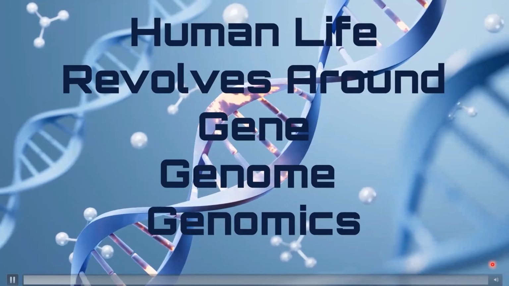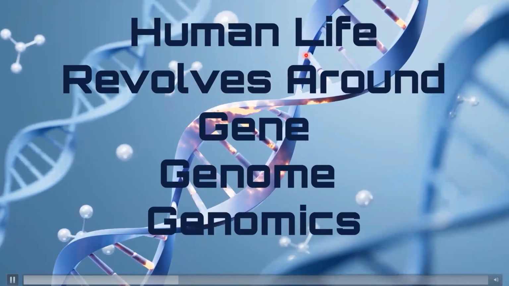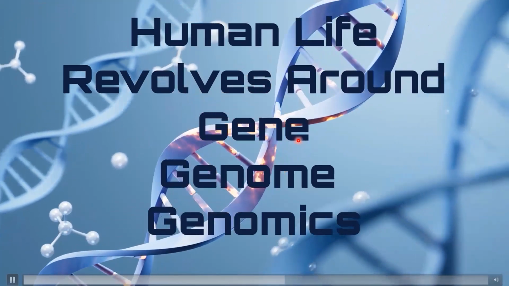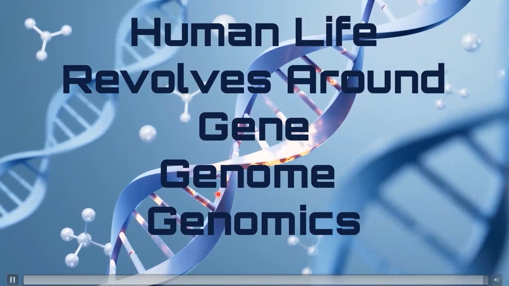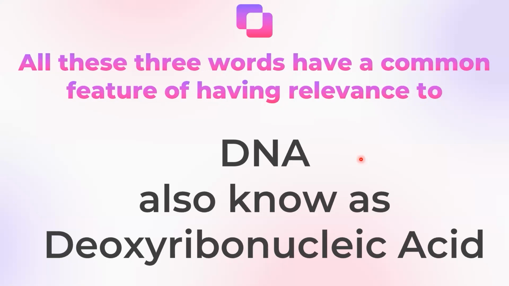Today we are going to talk about how human life revolves around genomes and genomics, and how these things are becoming more complex day by day. These three words, gene, genome, and genomics, have a common feature of having relevance to DNA, also known as deoxyribonucleic acid.